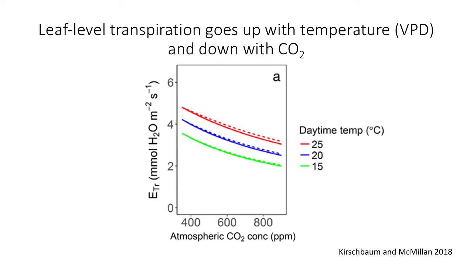At the leaf level, transpiration goes up significantly with temperature, which we can see by comparing the green, the blue, and the red lines. Given that temperature is strongly related to VPD, this is functionally a VPD response curve. However, as CO2 goes up from the left to the right-hand side of the figure, we see a decline in transpiration. So again, this brings up the emergent question: what is the net effect, and what will be the net effect, of rising CO2 and rising VPD?